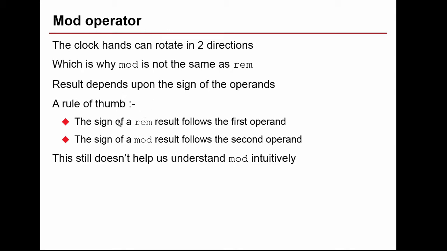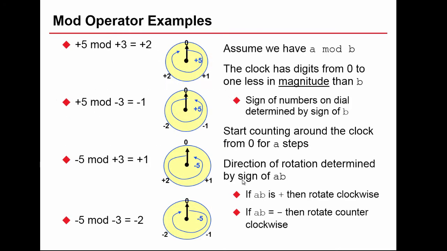So a rule of thumb is that the sign of rem follows the sign of the first operand, that's to the left hand side of the operator. The sign of mod follows the second operand. Okay, so this is just a rule of thumb, it doesn't explain what mod does. So to do that, we'll go back to our analogy of a clock.